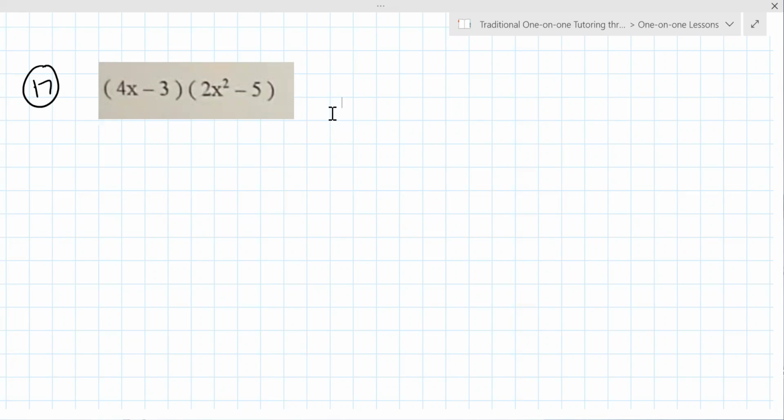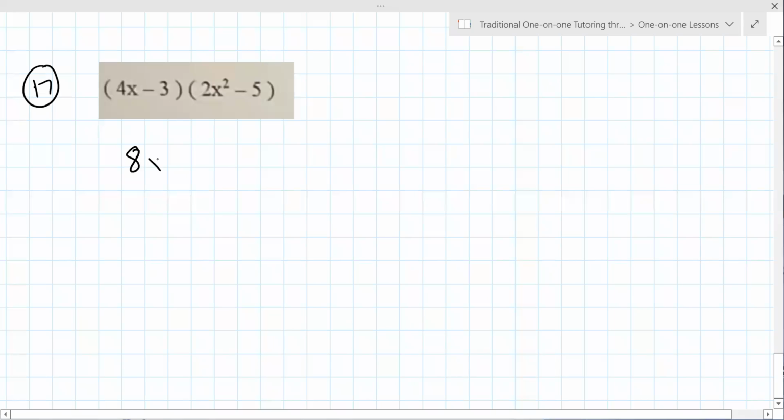I got 8x cubed minus 20x minus 6x squared plus 15. Very good. Very good.